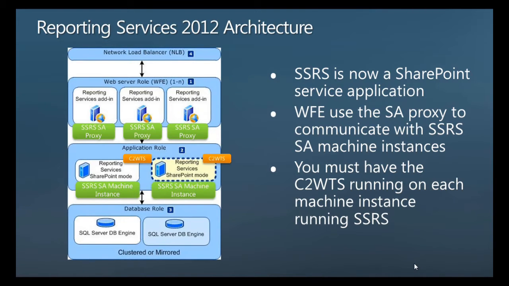We also pick up a dependency on the Claims to Windows Token Service. Now, the Claims to Windows Token Service basically is responsible for converting a claims identity into a Windows identity. We're going to learn a little bit more about when we leverage this and what it means in our environment. Note that for each instance of Reporting Services, you have to run the Claims to Windows Token Service on each server.